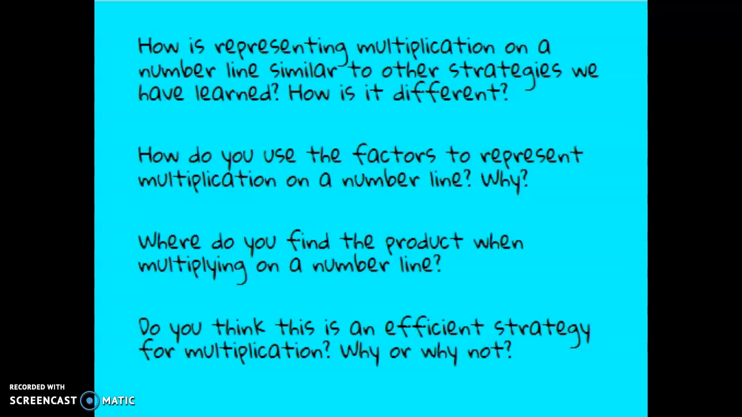How do we use factors to represent multiplication on a number line, and why? Well, in this particular case, we saw that our factors were 7 groups of 3, and we know that that is 7 times 3.